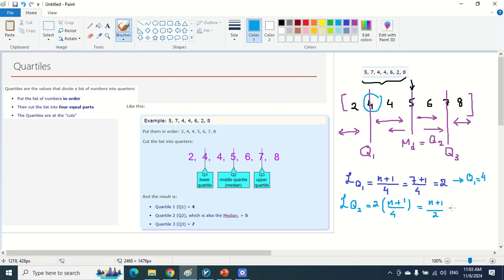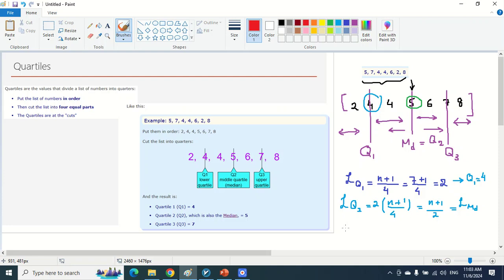We calculated the location of the median previously with that formula. This means the second quartile is the same as the median, and with the numbers over here, 7 plus 1 over 2 will be equal to 4. The location of the second quartile is 4. 1, 2, 3, 4. The fourth location over here is 5. So the second quartile, or the median, is equal to 5.